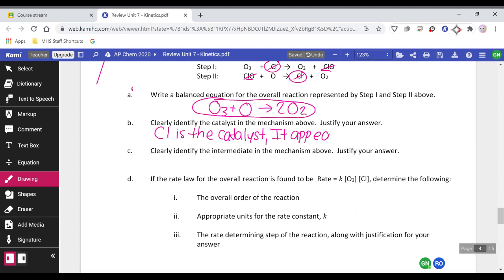It appears, or it's added really. Let's change that.